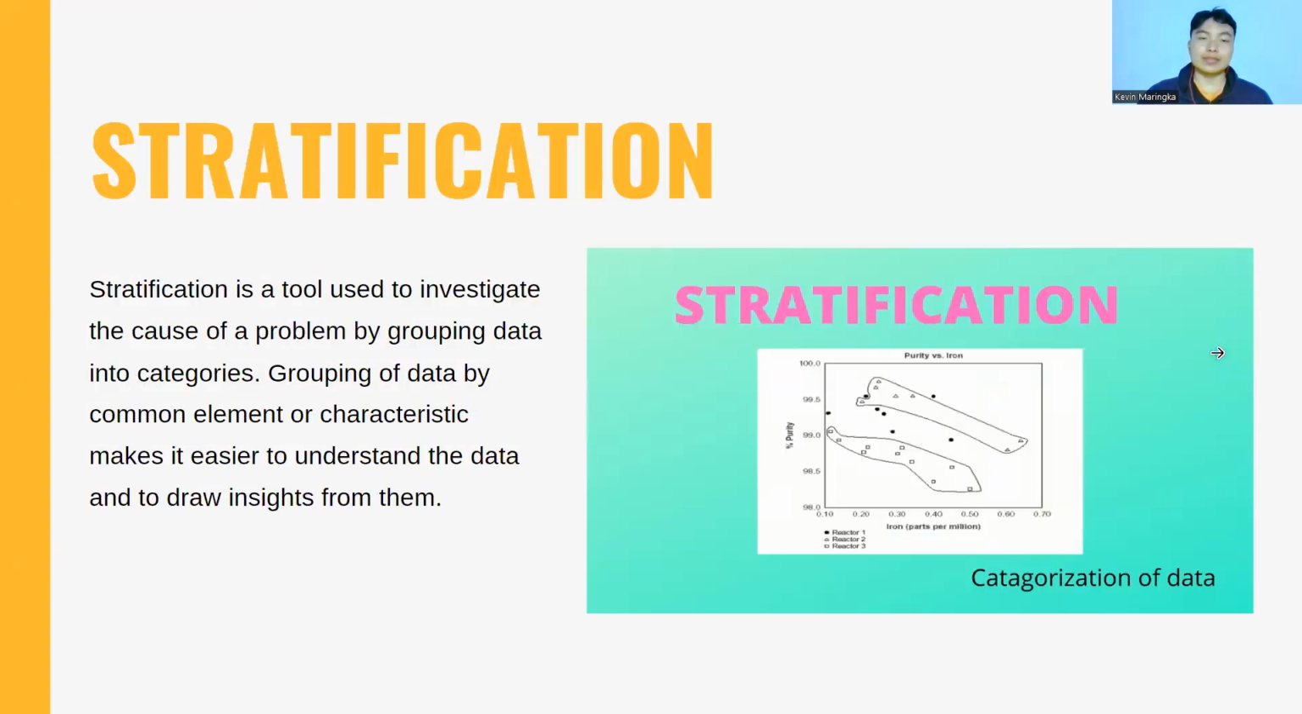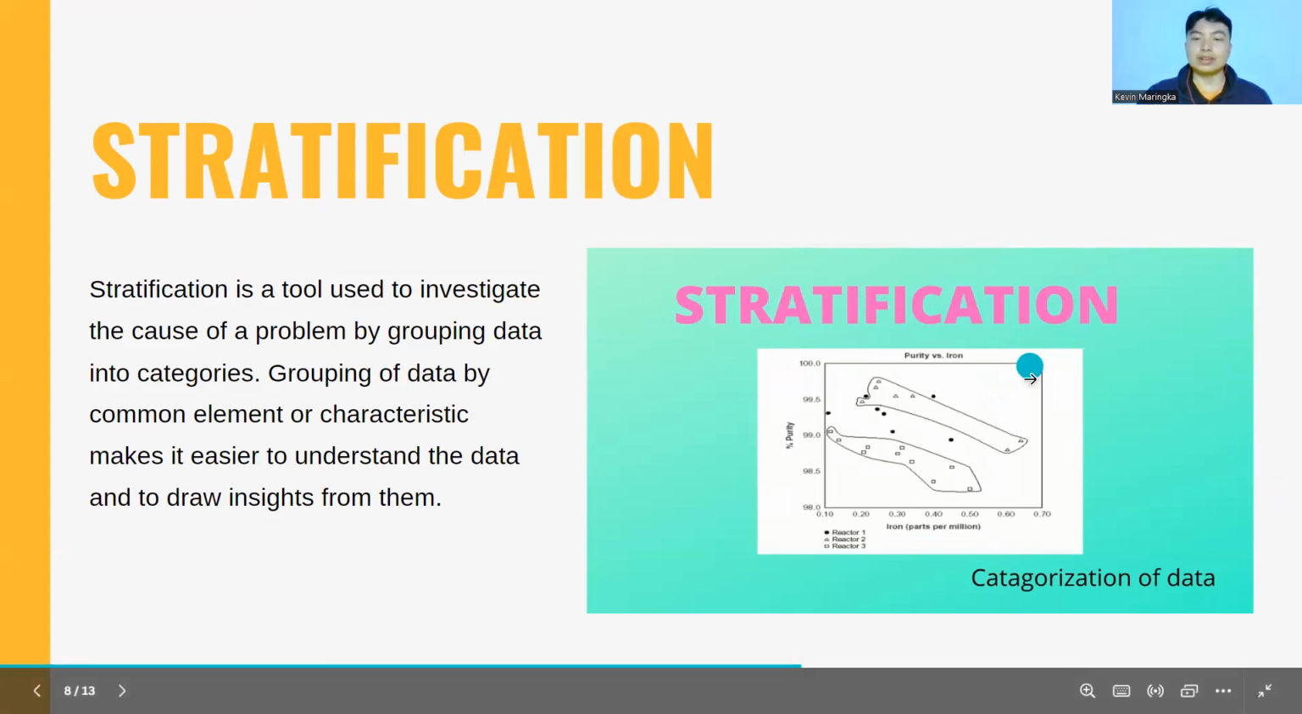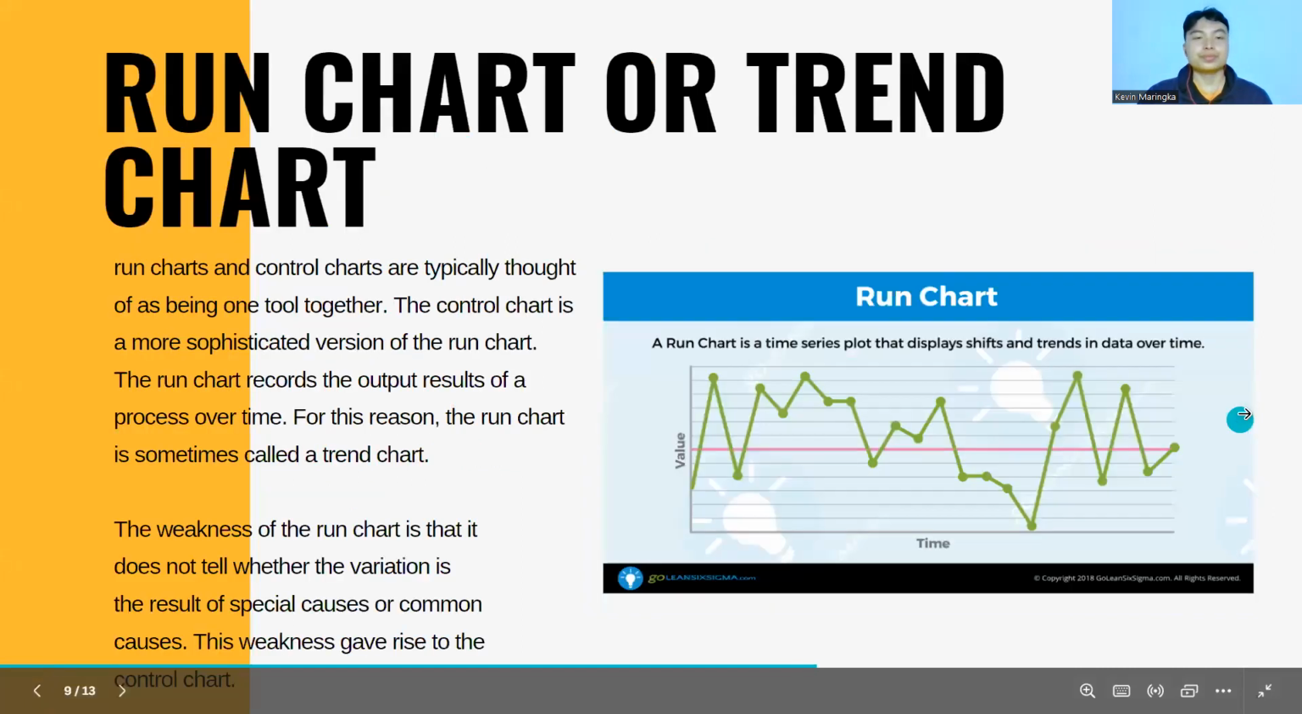The next one is stratification. So what is stratification? Stratification is a tool used to investigate the cause of a problem by grouping data into categories. Grouping data by common element or characteristic makes it easier to understand the data and to draw insight from them. This is an example of it. Let's go to the next one.